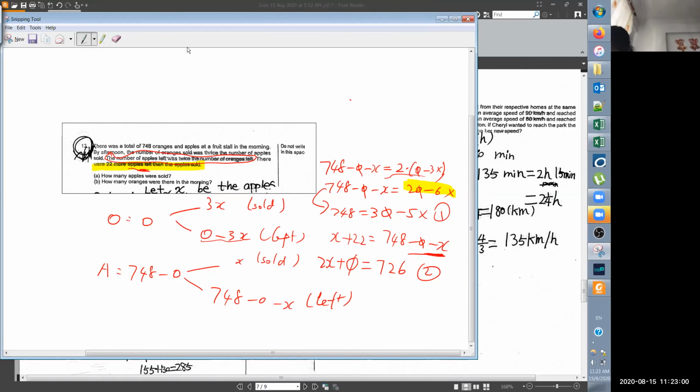Okay, so you get this: 3O minus 5x equal to 748. That's 1. Then 2x plus this is equal to 726. Alright. Okay, so what you do here is you can do this. You times 3, so you get 6. You times 3, you get this. You times 3, what do you get? 726 times 3. 2178.